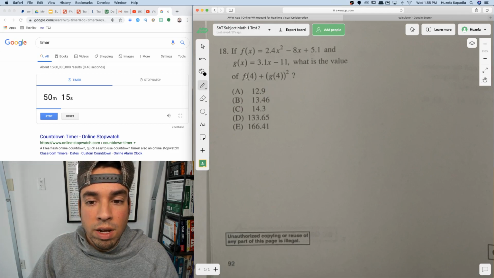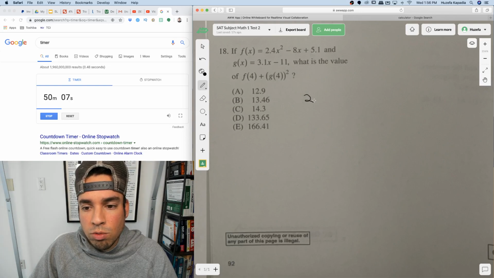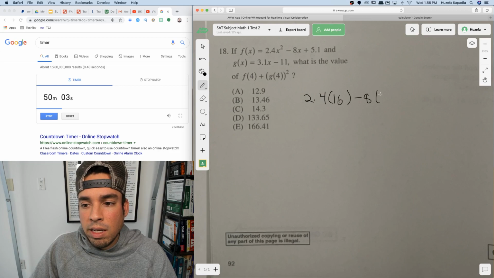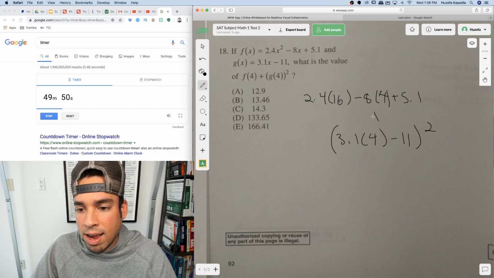If f(x) equals that and g of x, what is the value of f of 4? Okay, so first let's solve f of 4, and then we'll deal with g of 4. This is a calculator one. So 4 would go in for x here, so it's 2.4 times 4 times 4 is 16, minus 8 times 4, plus 5.1. That's f of 4, and then g of 4 squared is 3.1 times 4 minus 11, and then that whole thing squared.